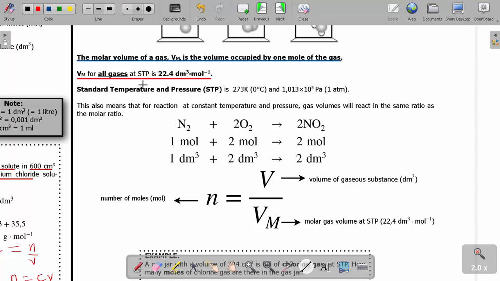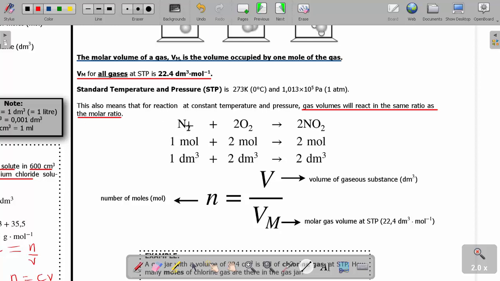Now, what is STP? We mean the standard temperature and pressure, whereby temperature is 273 Kelvin or 0 degrees Celsius. What about the pressure? It is 1.013 times 10 to the power 5 pascals or 1 atmosphere. Now this also means that because all the gases contain the same number of moles at STP, for a reaction at constant temperature and pressure, the gas volumes react in the same ratio as the molar ratio. Did you hear that? The gas volumes react in the same ratio as the molar ratio. Are we together?